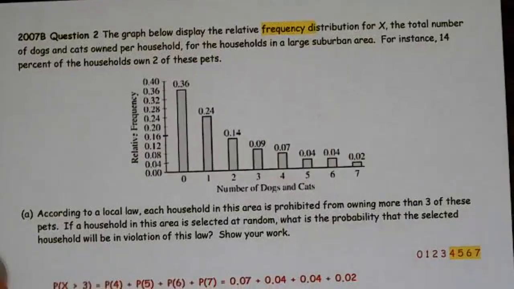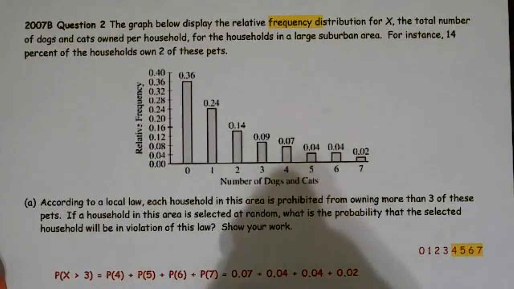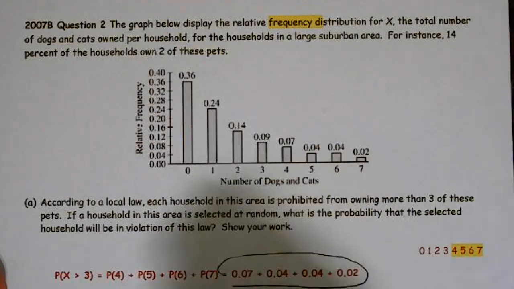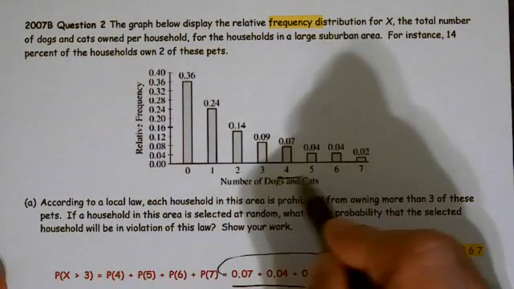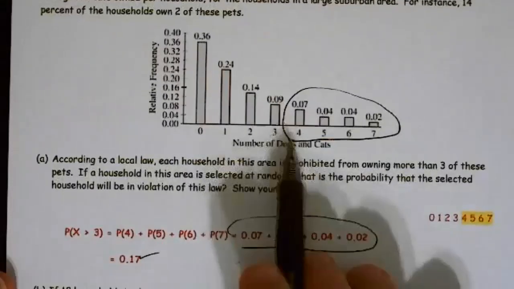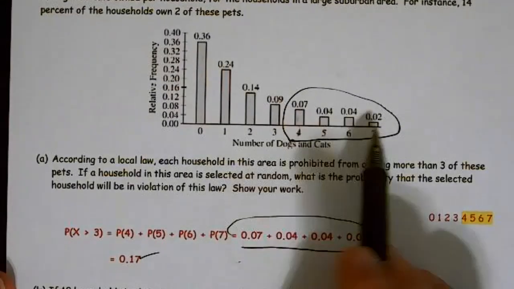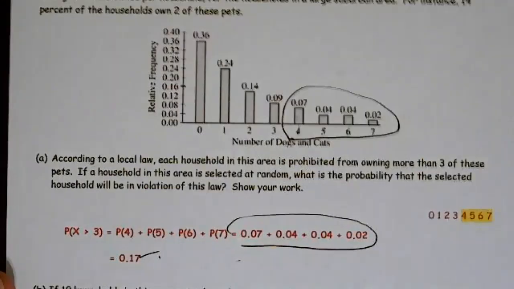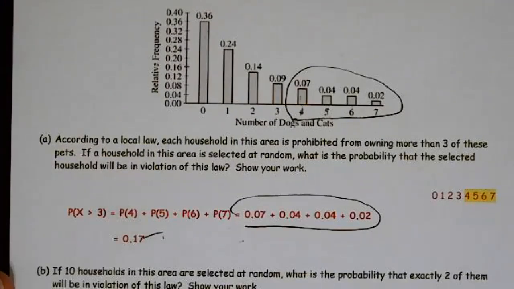That's all I had to say. All I really had to show were those sums and that total, because I'm looking for 4, 5, 6, and 7. So 0.07, 0.04, 0.04, and 0.02, which sums up to 17%. So that was a pretty easy single point.